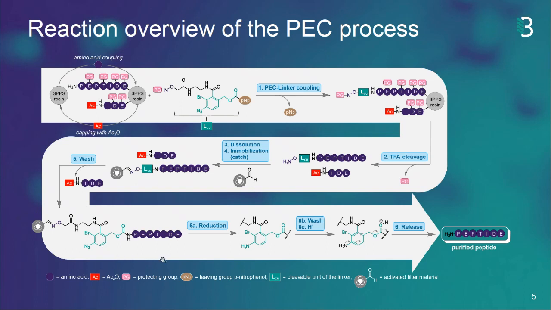And then I will skip the part with the modification. So in step 7 is here now the release of the peptide from the activated material. And this is initiated by reduction of this azide here to an amine. Then the reducing agent is washed away, and upon acidic treatment, a 1,6-elimination as indicated here is initiated and the peptide is released from the solid support.